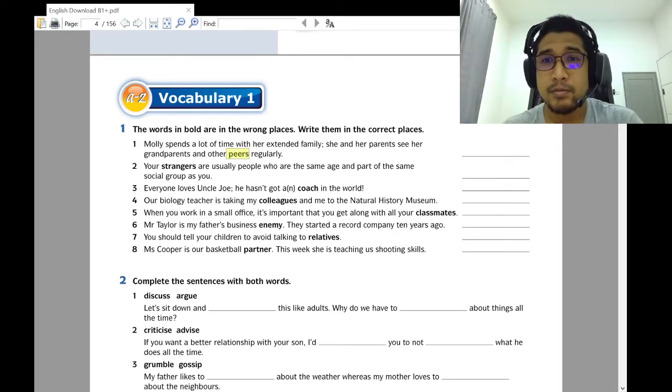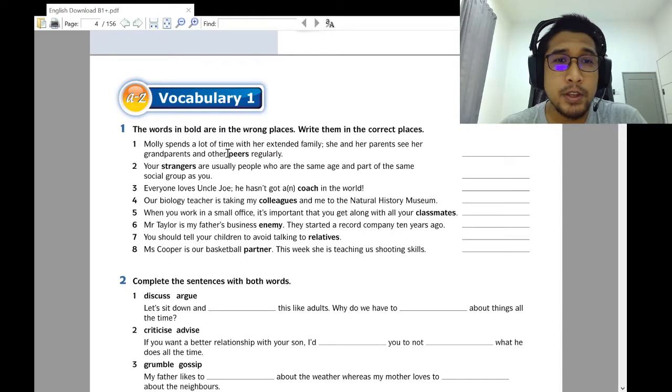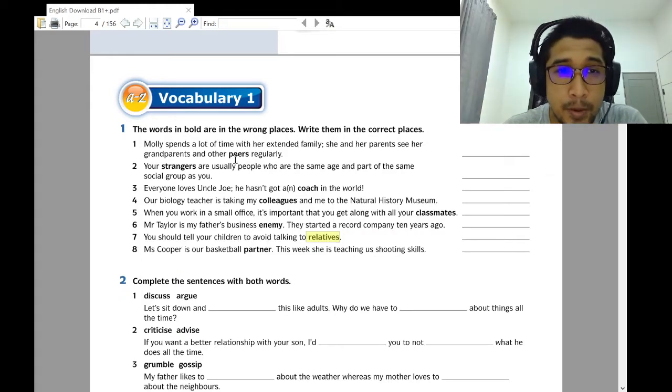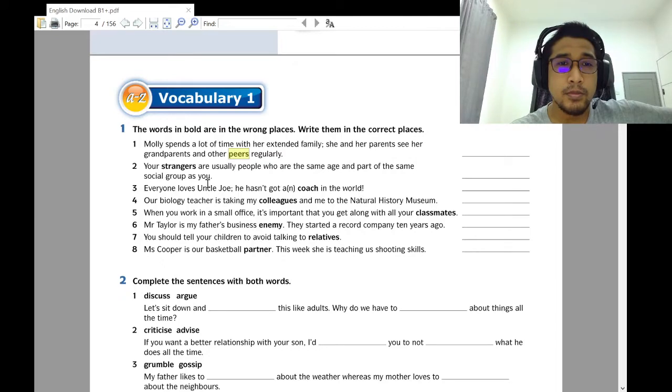Okay, I hope you have finished. You better finish if you press the play button. So number 1. Molly spends a lot of time with her extended family. She and her parents see her grandparents and other relatives. That's right. Relatives is the answer for number 1. Number 2, the answer is peers. Rakan sebaya are usually people who are the same age and part of the same social group as you.